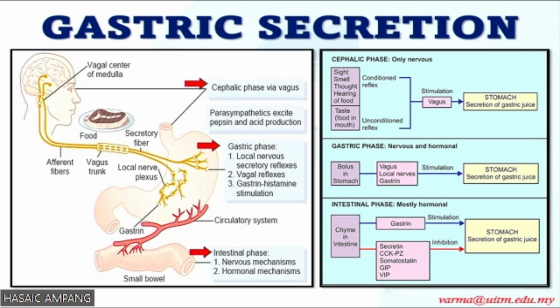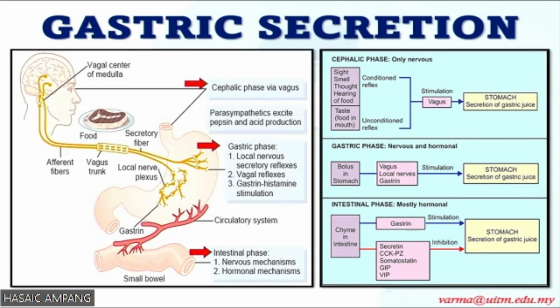So this is your vagus trunk, local nerve plexus, enteric nerve plexus. I forgot the name of the other plexus. Okay, so that plexus will give all these things. That is from your cephalic phase. Next, your gastric phase is nervous and hormonal, which involves your vagus nerve, local nerve, and also gastrin, stimulating your gastric juice. The outcome is the same: secretion of your gastric juice, not only hydrochloric acid.